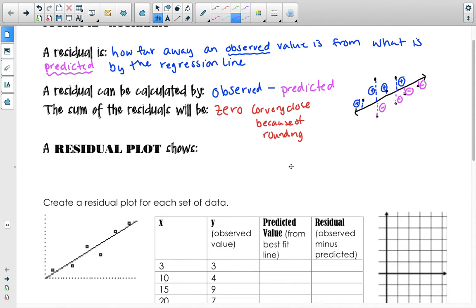So the residual plot will actually show us if a linear model fits the data the best. You can also use the residual plot to see if an exponential model fits better, if a quadratic model fits better. It all depends on the residuals away from them, and if the residuals are smaller, then whatever regression you did for that would be the better fit.